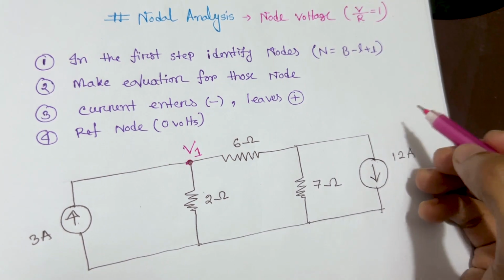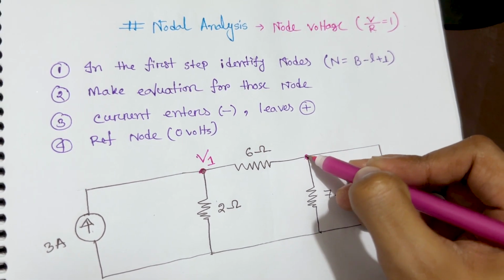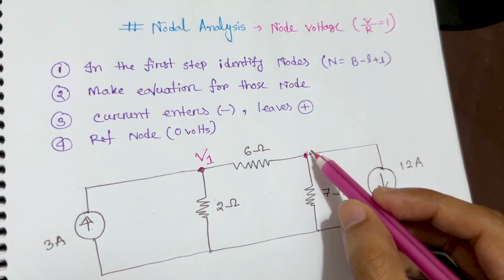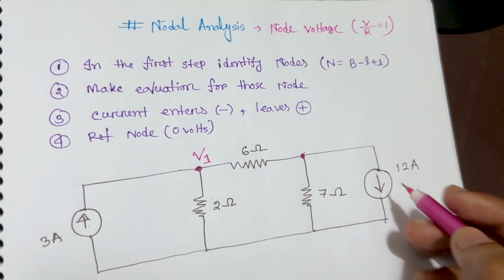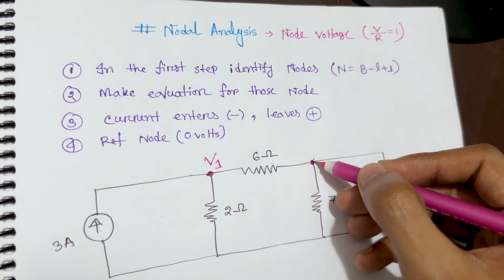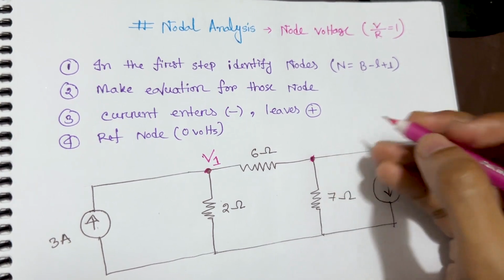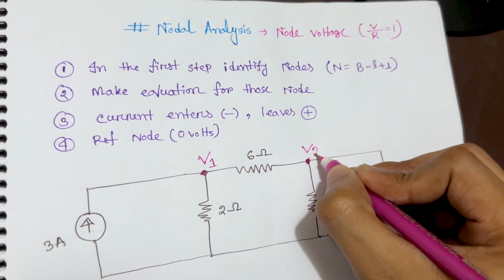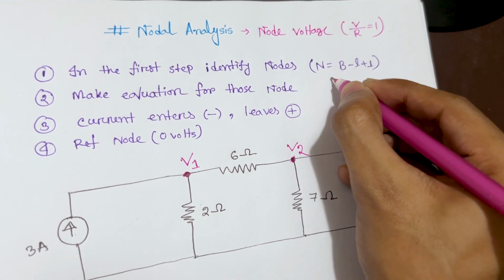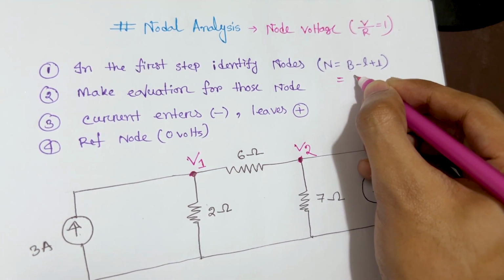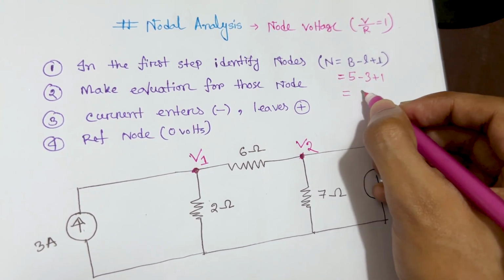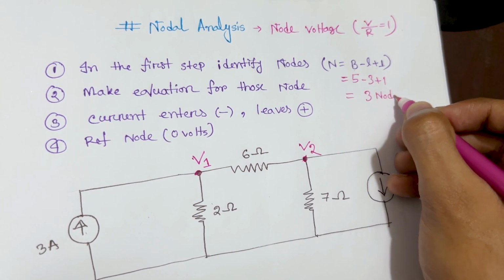Another one is this node. This is also a junction. As you can see, they all take different directions. Current goes out from this junction, and some current comes into this junction. This is another junction definitely. Suppose I call it V2. Using this formula, we have a total of 5 elements, minus 3 loops, plus 1, so we have 3 nodes here. We already know this.